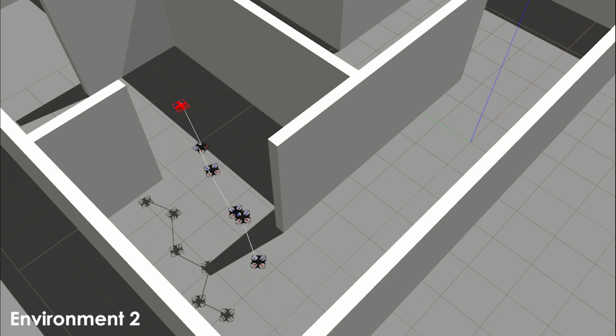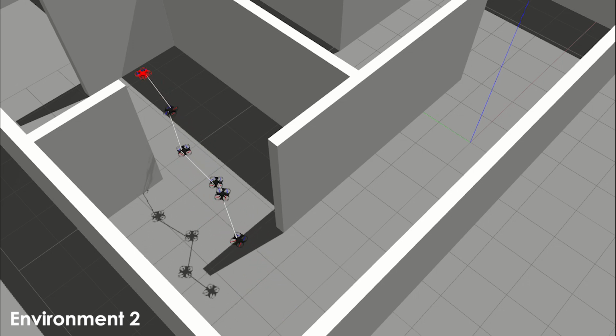Evaluation studies in simulation involve traversal of a room with a window, a maze-like environment, and a connected structure consisting of two silos.